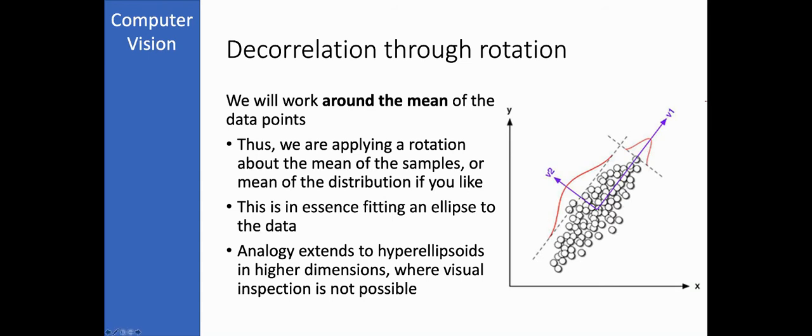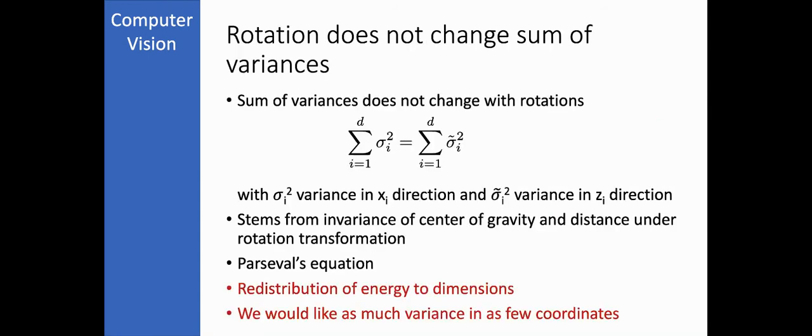The ellipse has two different axes, V1 and V2, and the size of the ellipse changes as well. So we want to fit an ellipse to this data set, centered at the center of the data. And the analogy extends to hyperellipsoids in higher dimensions, where visual inspection will not be possible. One thing to note is, through rotation, we keep something constant in the data. Through rotation, the sum of the variances does not change.